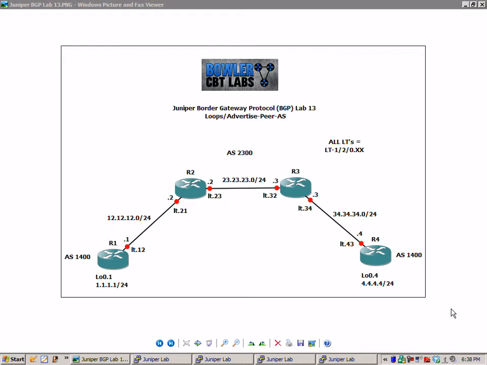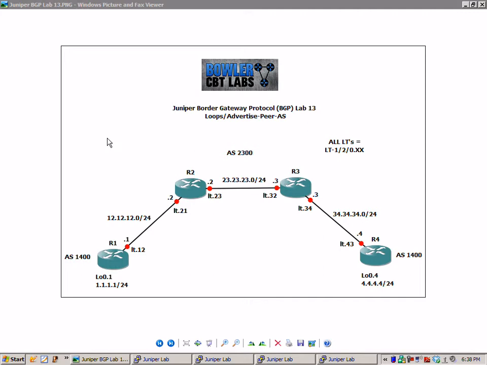If this network diagram looks familiar, that is because it was used in our last Juniper BGP lab. That was lab number 12, where we looked at AS override. We're going to use the same exact initial configuration as that lab, so we're going to cut out the first half of that lab where we built this configuration, this network diagram, from the ground up. We're going to start at the external BGP configuration point, so we have the iBGP adjacency set up between R2 and R3 already.